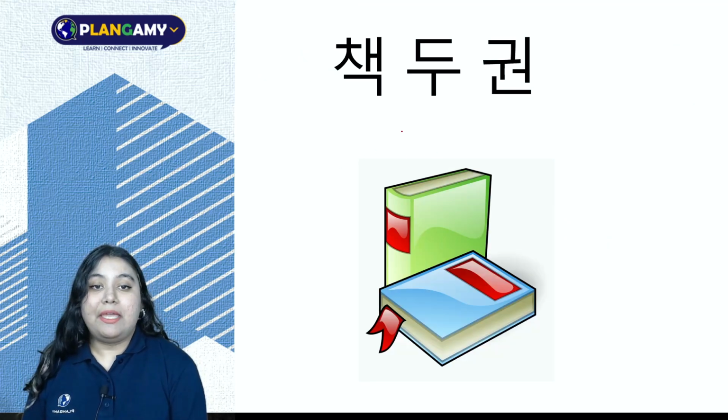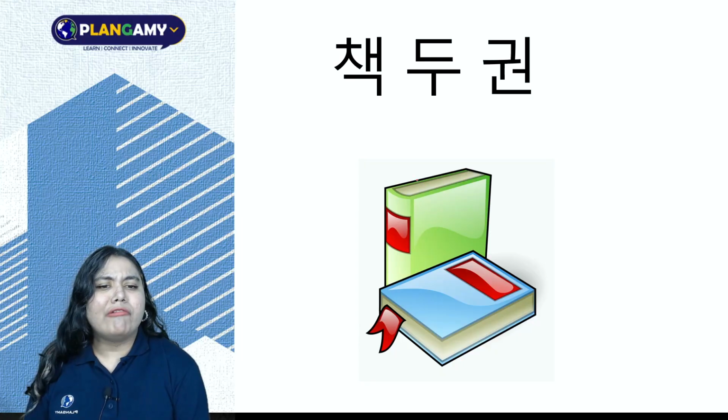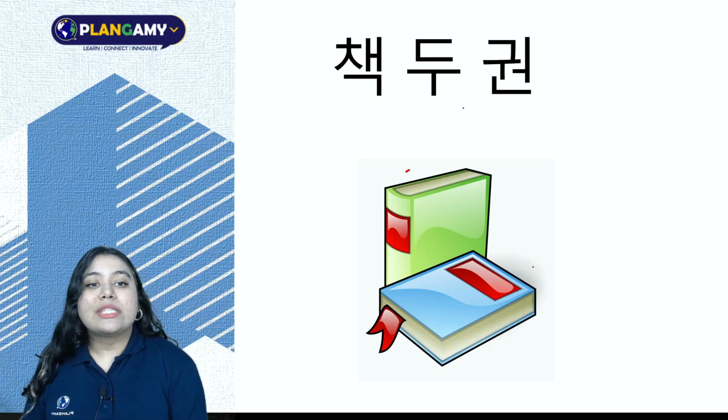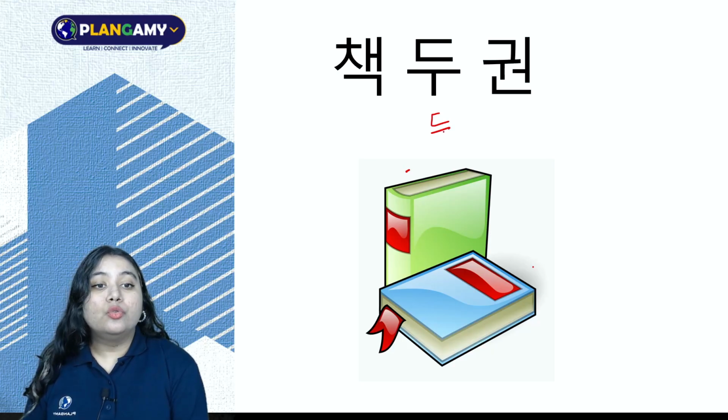Then we have 책, books. How many 책 do we have? 1, 2. 하나, 둘. 2. So 책 두 개. 두 권.